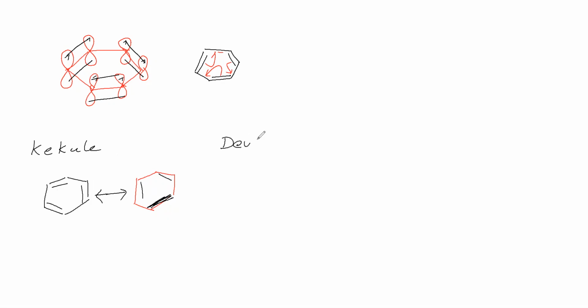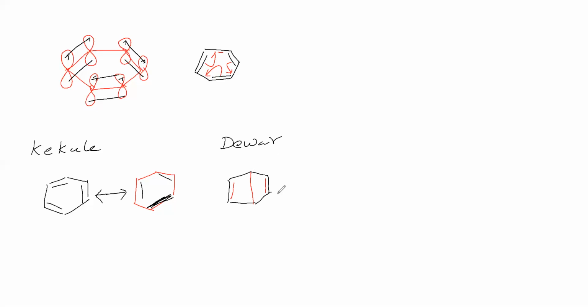Then Dewar also proposed structures for benzene. How that structure looks, we'll see. 6 carbon atoms in a cyclic ring. Then he gives one pi bond here, one pi bond here. Then this carbon atom and the opposite carbon atom are connected by a bond like this. This is the structure proposed by Dewar for benzene.